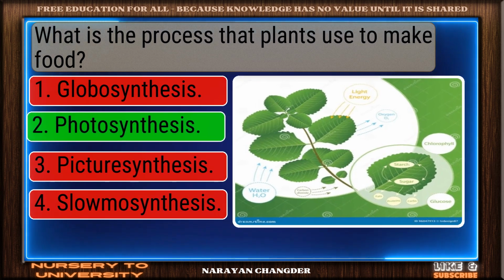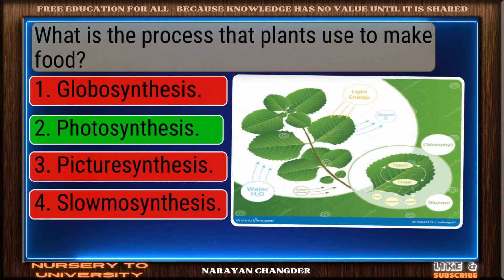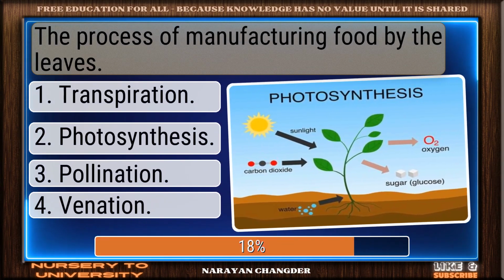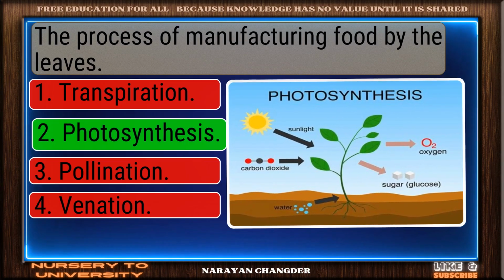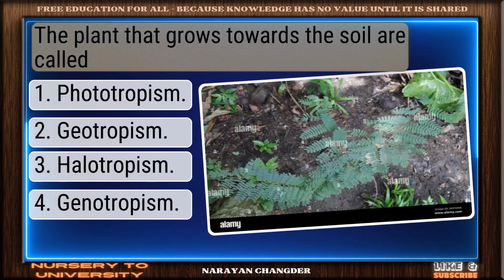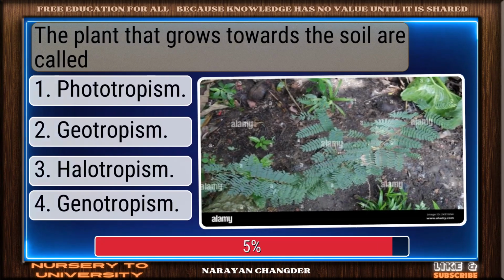Perfect. Photosynthesis is the correct choice. The process of manufacturing food by the leaves. Excellent. Photosynthesis is a brilliant choice. The plant that grows towards the soil are called.